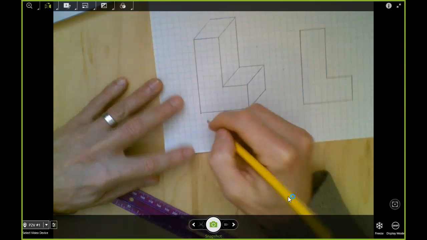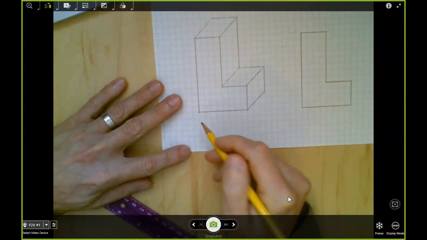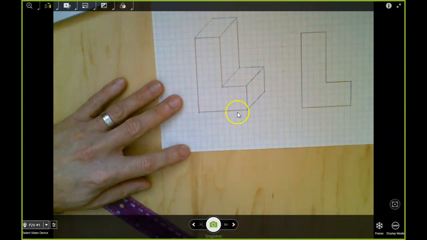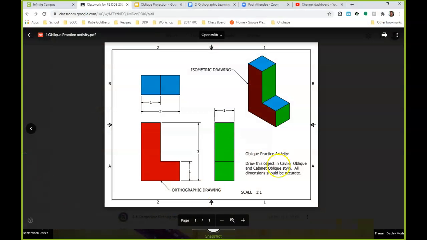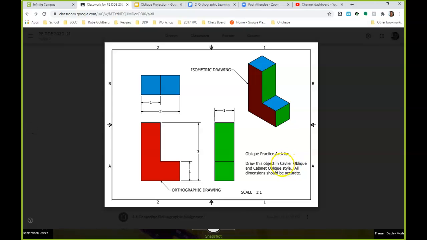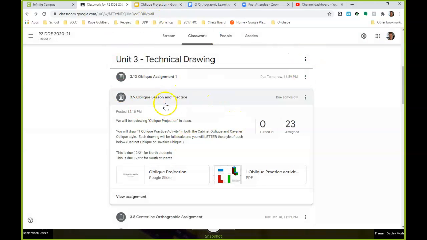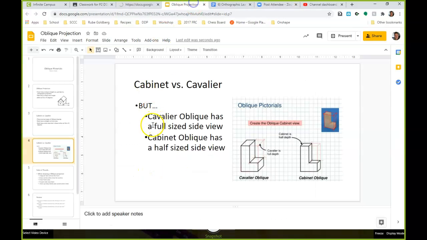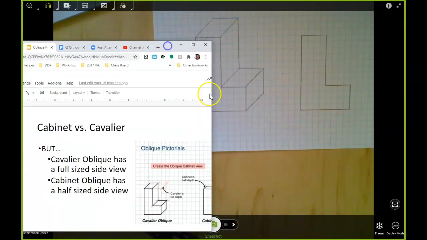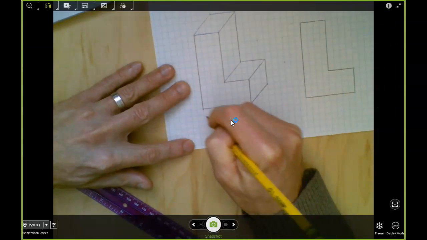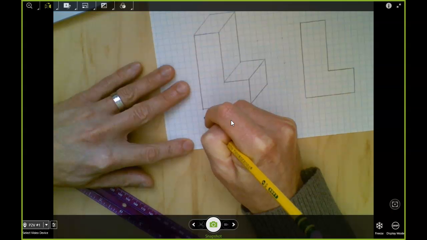So underneath this, ladies and gentlemen, we are going to write Cavalier Oblique, and we're going to letter that thing, and it's going to be 1 box high. Cavalier, that's not even spelled right there. It is C-A-V-A-L-I-E-R. Okay, so when we come in here, we're going to letter 1 block high.